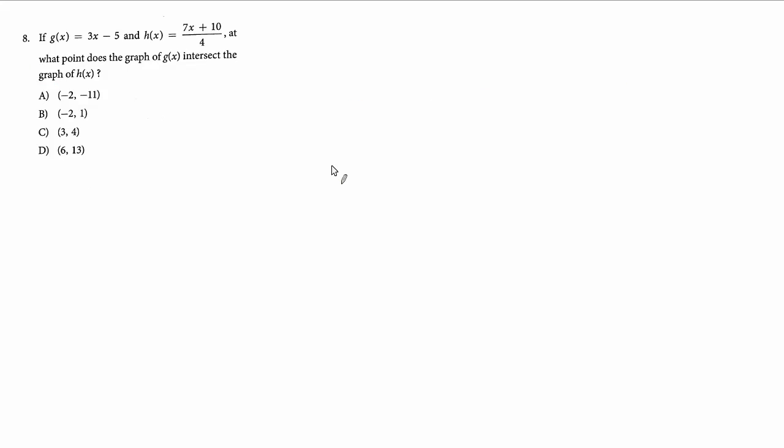8. If g of x equals 3x minus 5 and h of x equals 7x plus 10 over 4, at what point does the graph of g intersect with the graph of h? Well, they intersect when their equations are equal. So let's set them equal and solve for x. And as I write it down, I'm going to multiply both equations by 4 just to speed it up a bit. So g of x becomes 12x minus 20, and that's equal to h of x, which is now 7x plus 10. And now we can add 20 to both sides and subtract 7x from both sides.